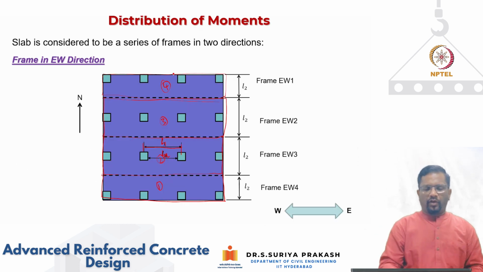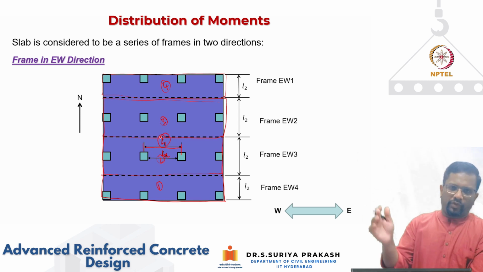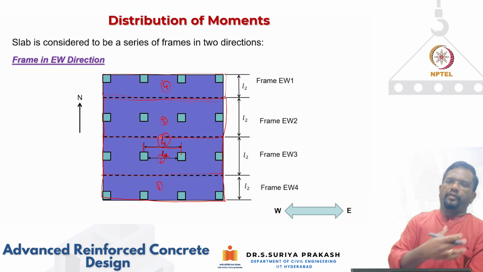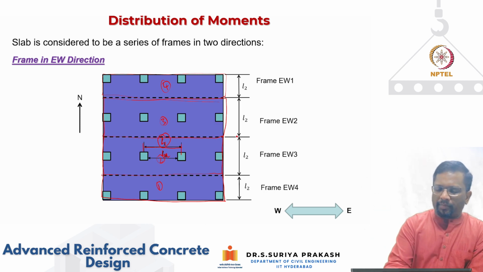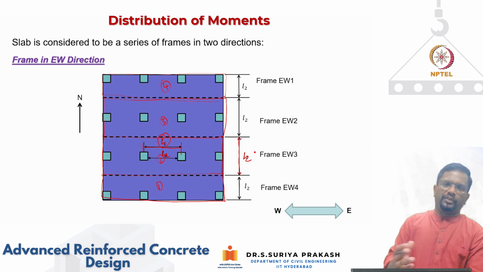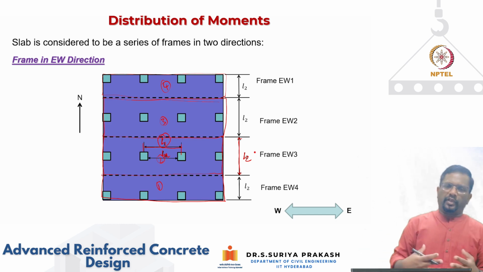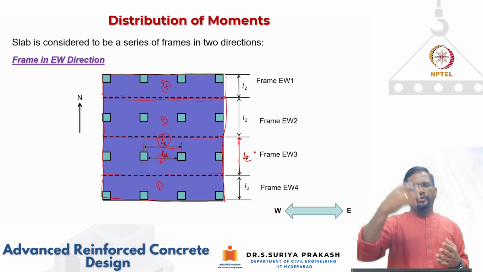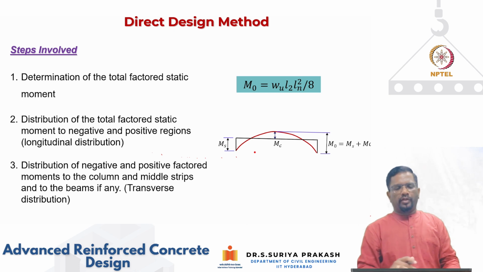Now you see here, for the span we are considering, we denote the span as L1. In the direction of bending, where we are calculating the bending moment, the span is always considered as L1. The perpendicular dimension of the frame is considered as L2. This is the nomenclature. Usually, L1 is the span along which you are calculating the bending moments, and L2 is the perpendicular or orthogonal span.